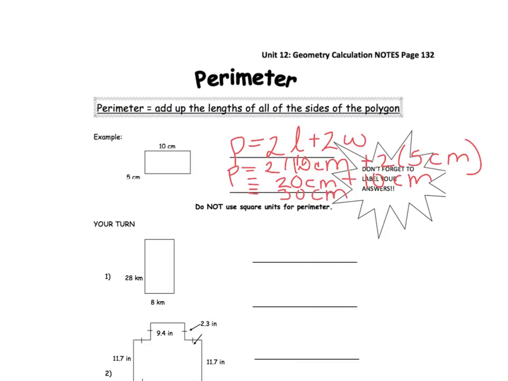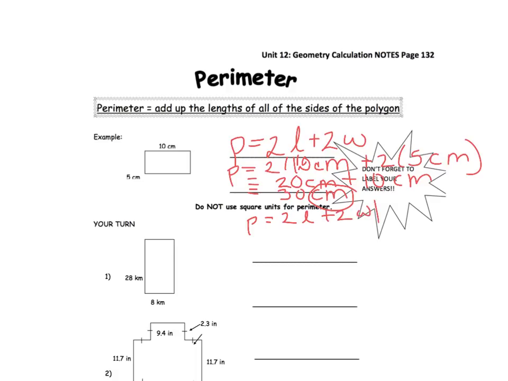Don't forget to label your answer with the correct units. And remember, you do not use square units for perimeter. Let's try one more together. So here you have a rectangle that is 28 by 8 kilometers. First, you look at your formula. P equals 2 times length plus 2 times width.